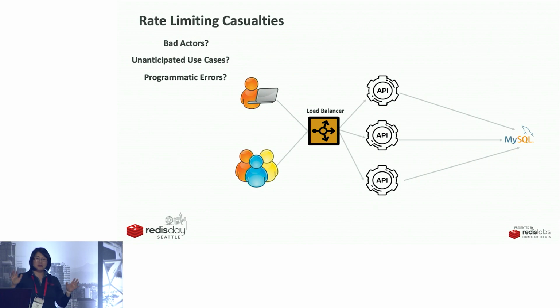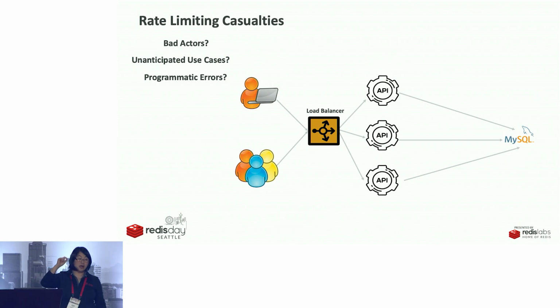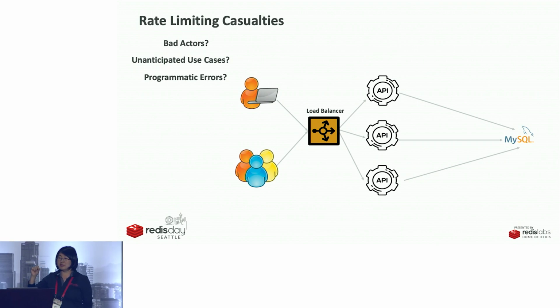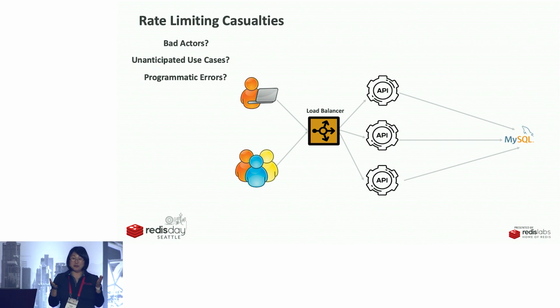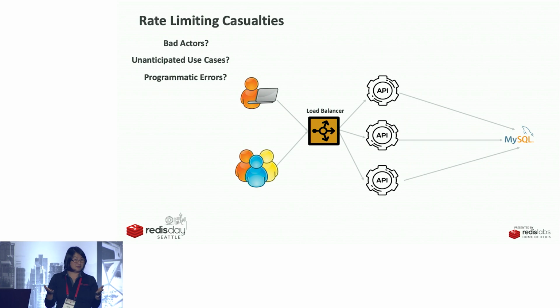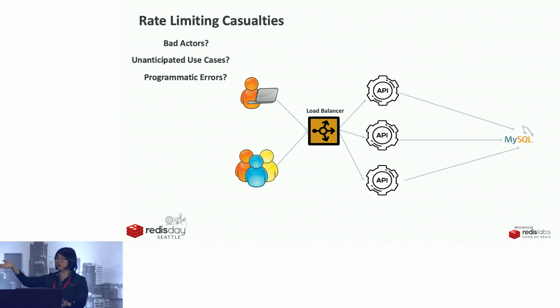So what are the rate limiting casualties? A lot of people define them from a bad actor standpoint, but there's also a lot of unanticipated use cases. I've had one retailer who created an API gateway, and they're like, why are they calling my API 100 times a second? That was not what they were supposed to do. We thought they would call it once every minute, right? So all those scenarios or programmatic errors, where all of a sudden from one rev to another, the calls into your API just 10x, right, or 1,000x.